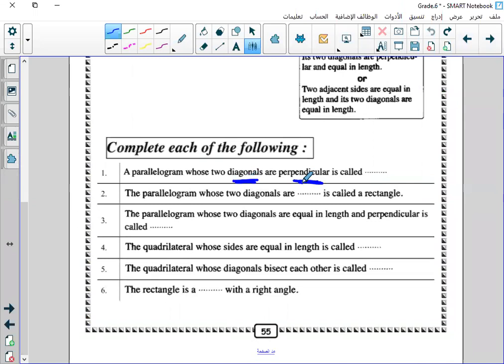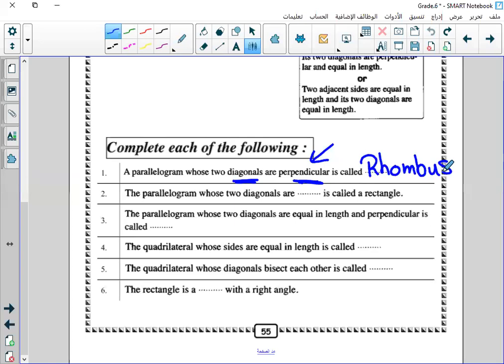Okay, Noor, you can answer. Rectangle. Two diagonals are perpendicular, not equal in length. Square. Okay, you can write a square, but we write perpendicular only, then we will write rhombus. If he writes perpendicular and equal in length, we will write a square. If he writes perpendicular only, we will write rhombus.